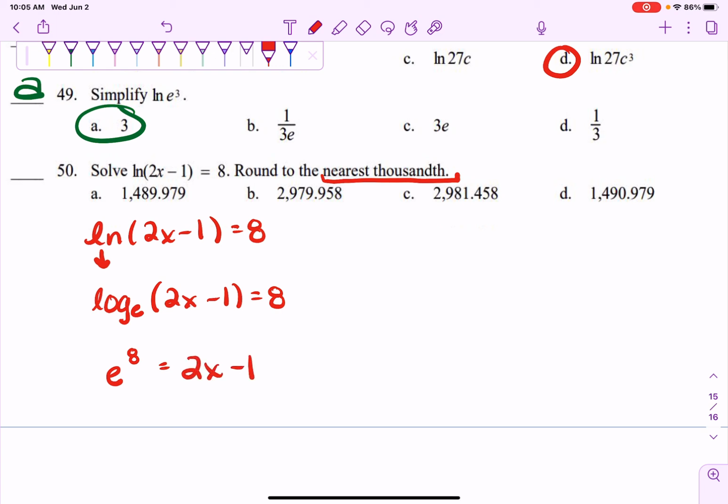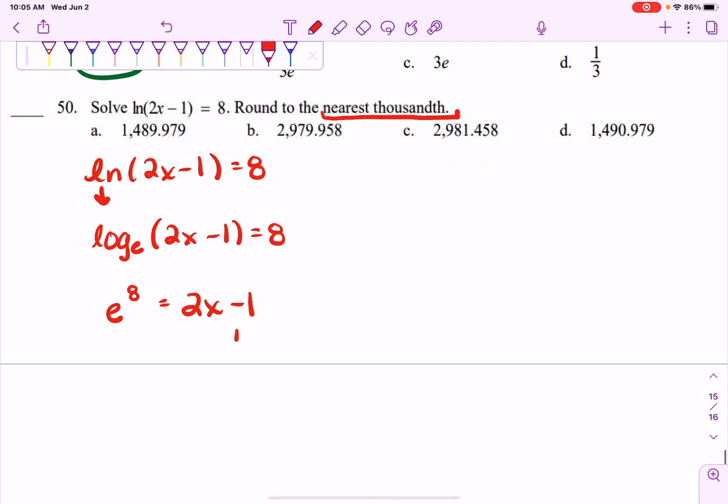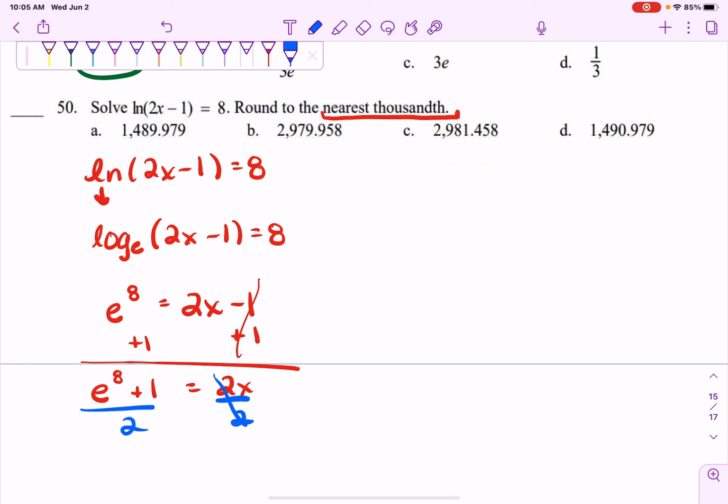And then we're just going to work to get x alone. So add 1, and then divide by 2. So I have x equals e to the 8th plus 1 over 2.